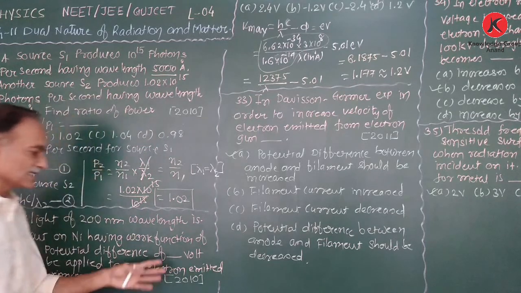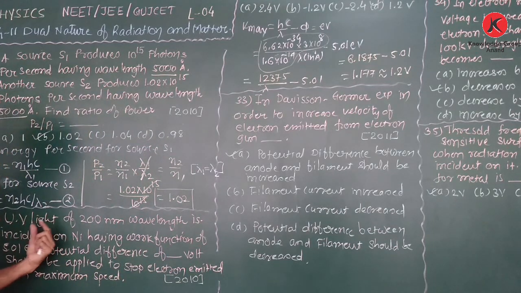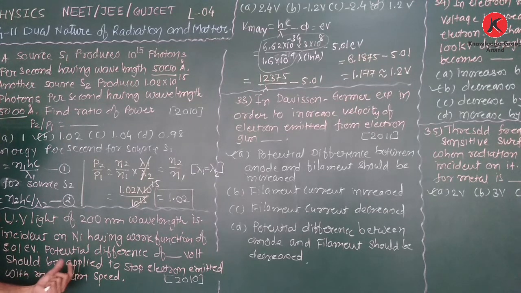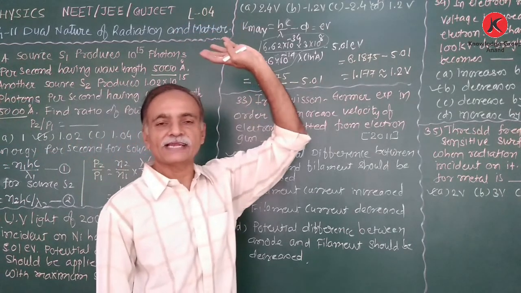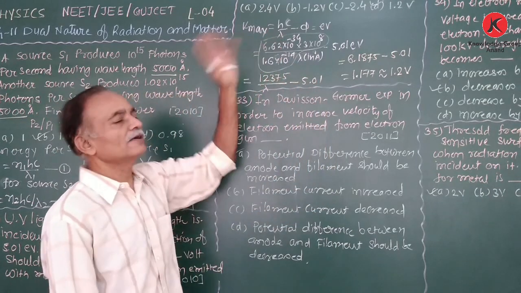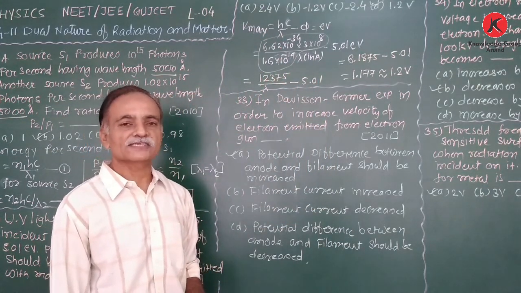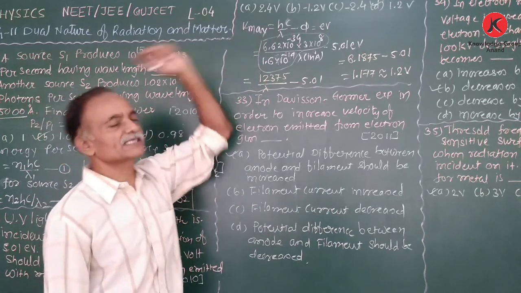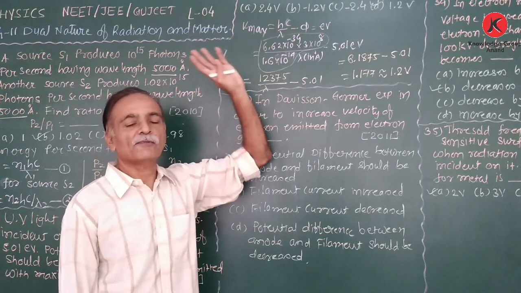Now again, repeat it. That was asked in 2010. Here, ultraviolet light of 200 nanometer is incident on a nickel metal having the work function of 5.01 electron volt. What should be the potential difference applied to stop the electron emitted with the maximum speed? For that purpose, we know the equation: maximum kinetic energy is equal to eV0 is equal to hf minus phi, f is equal to c by lambda. So we can write K maximum is equal to hc upon lambda minus phi.